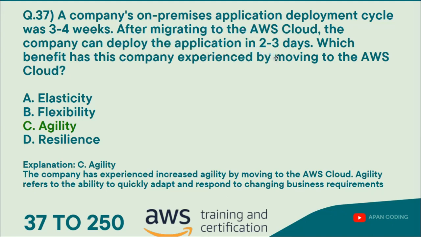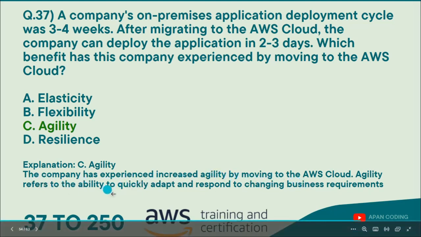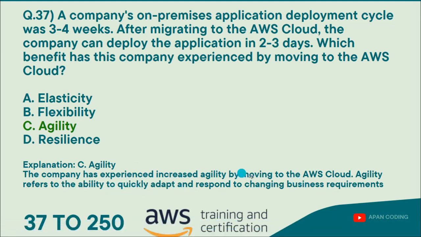So, friends, it won't take too long. Which benefits has the company experienced by moving to the AWS cloud? Agility is very important, friends, because you can quickly adapt the application software. Now move on, the explanation is here. The company has experienced increased agility by moving to the AWS cloud. Agility refers to the ability to quickly adapt and respond to changing business requirements. Okay friends, they will be able to adapt quickly.